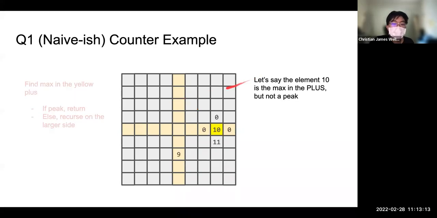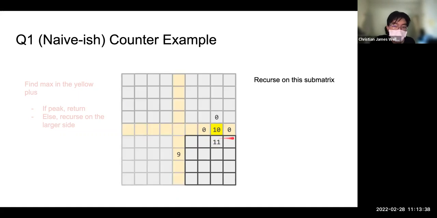So let's say the element 10 is the max in the plus here, right? This guy is the max. Everything else, you can just imagine is 0, if that helps. So it's the max, but it's not a peak. Why is this guy not a peak? Because it was blocked by this 11. This 11 blocked it from being a peak. So our intuition says that we recurse on this larger side, right? So we recurse on this sub matrix here.